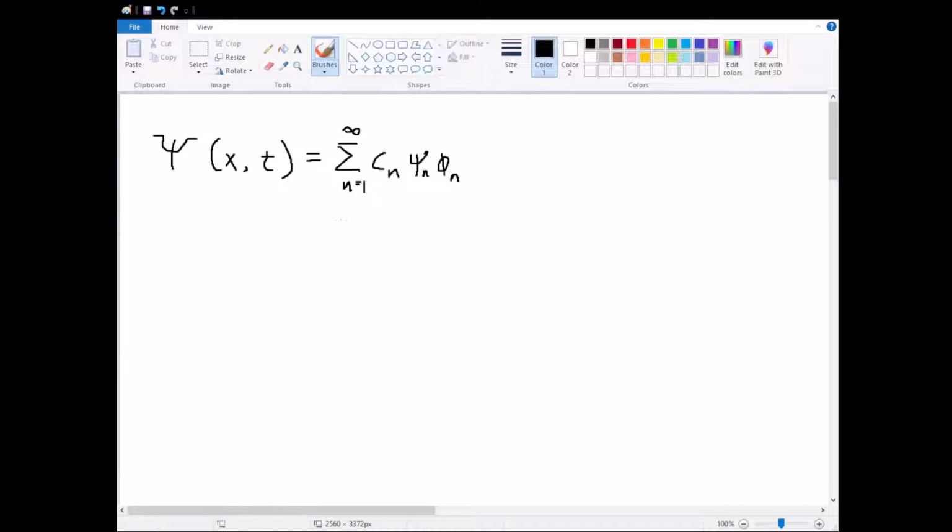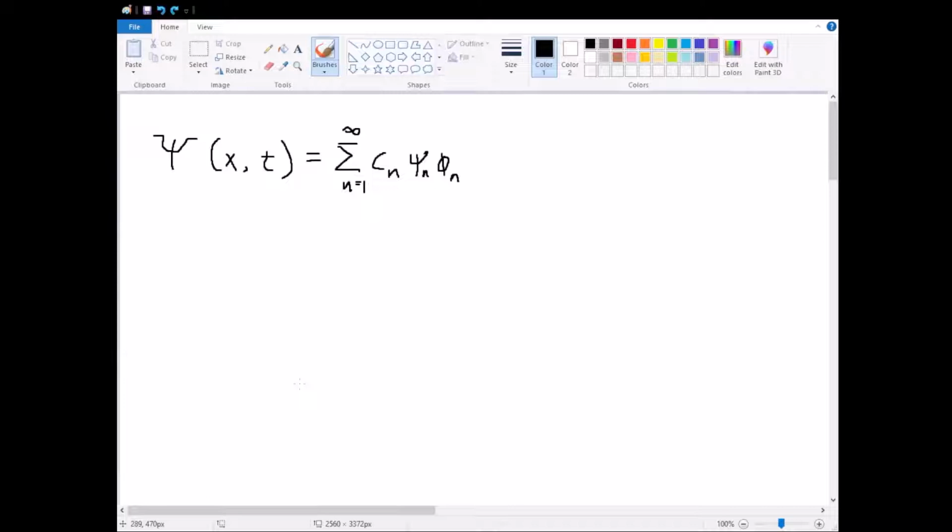And by doing this, we can automatically find the probability of this more complicated big wave function, not necessarily having a potential of 0, being in some energy state E sub 1, E sub 2, E sub 3, etc. And this is useful.